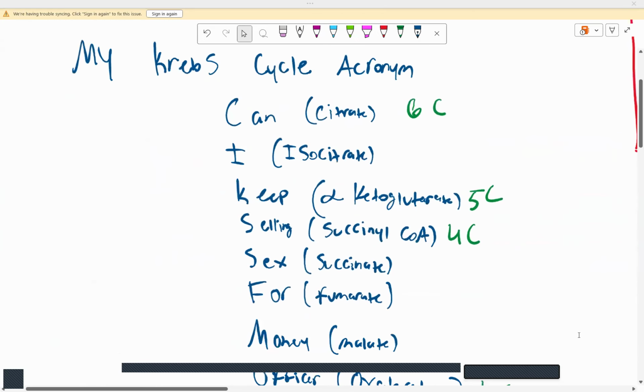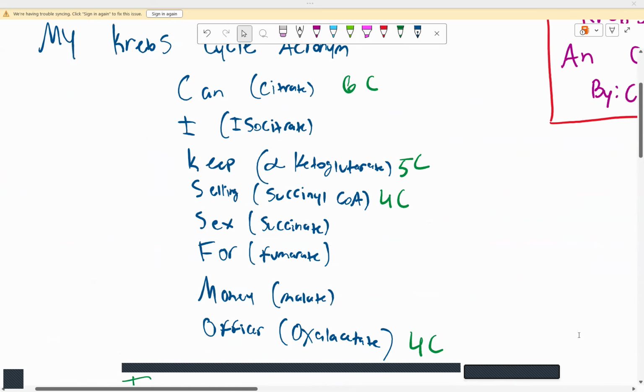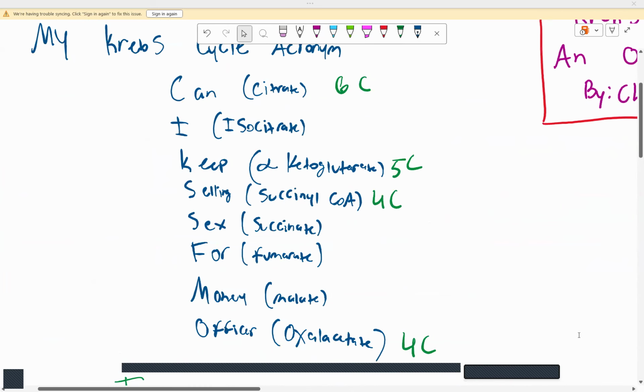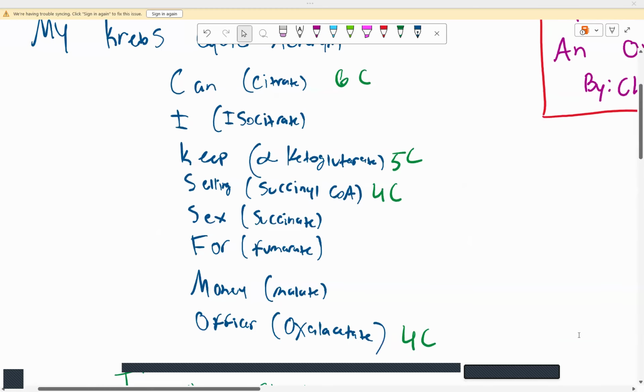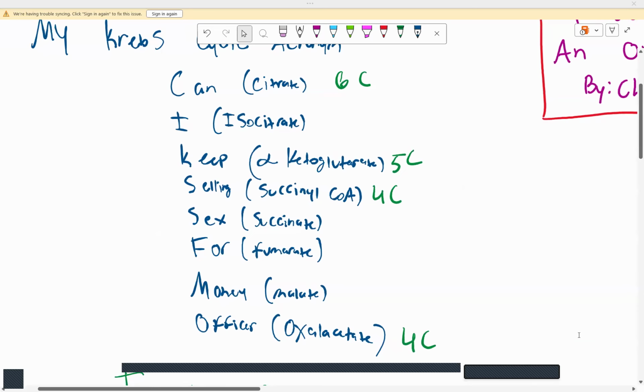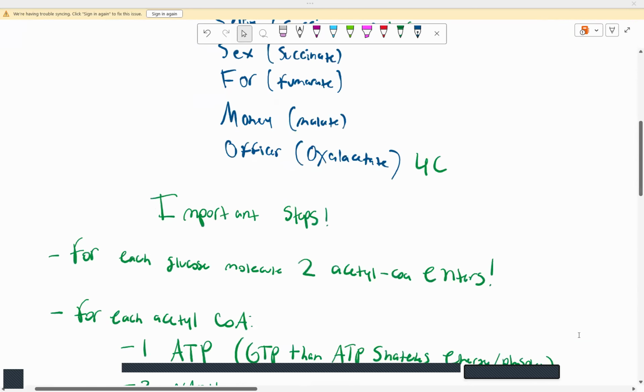I have an acronym for the Krebs cycle that I like to use, or mnemonic, however you like to call it. It is this, and it's kind of dirty. Can I keep selling sex for money, officer? So C for citrate has 6 carbons, I for isocitrate, K for alpha ketoglutarate, keep, selling, or S for the first one, I should say, for succinyl-CoA. Now we're down at 4 carbons: sex for succinate, 4 for fumarate, money for malate, and officer for oxaloacetate, which is that 4 carbon. Okay.